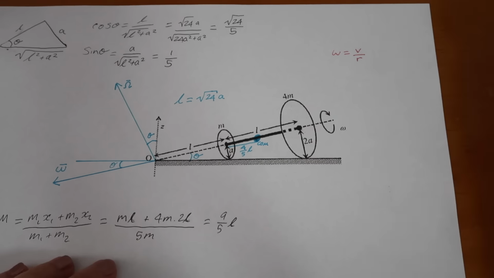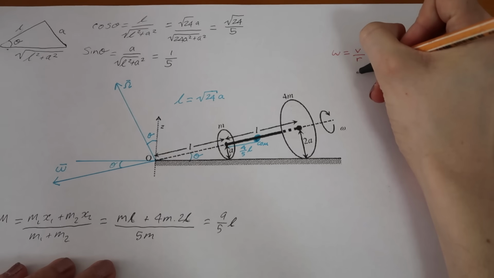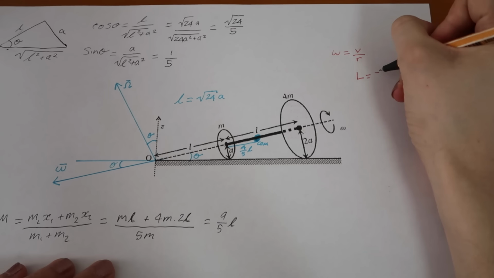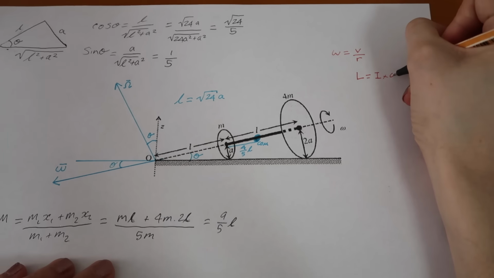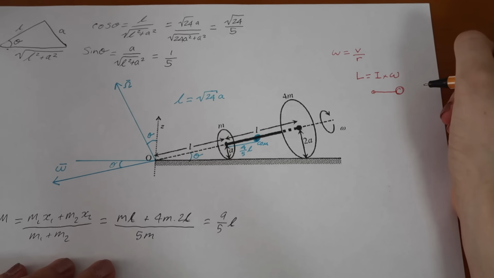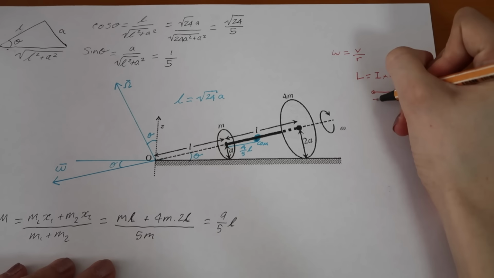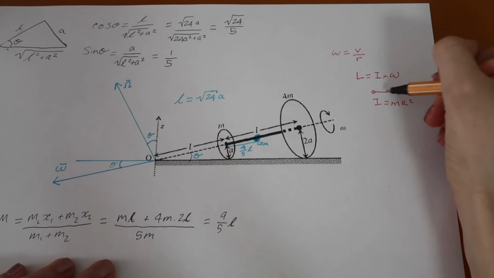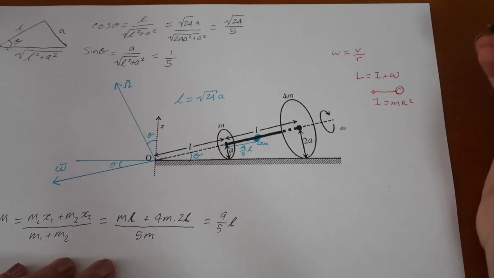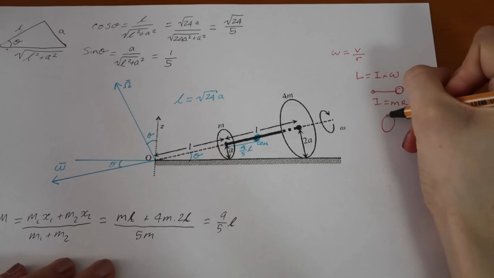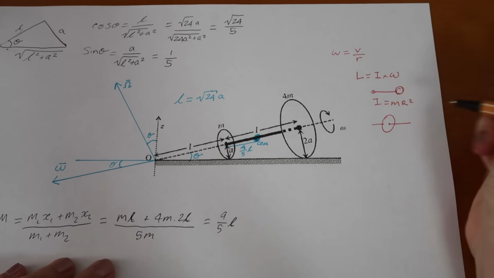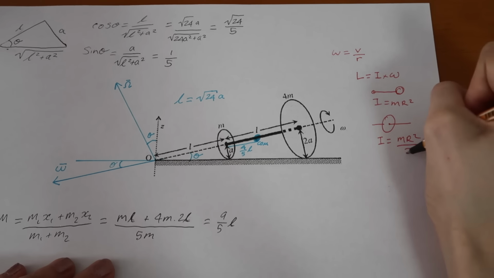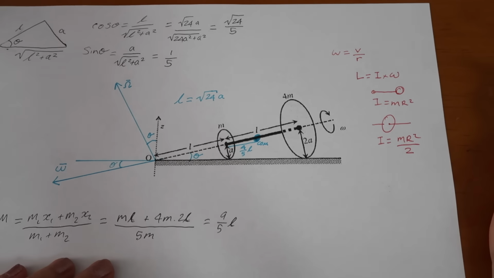Now we also want to know something about angular momentum, and if we have that denoted by L, it is going to be equal to the moment of inertia times the angular velocity. Just to refresh your memory, the moment of inertia of a point mass is mr squared, where this is the mass on a certain radius of rotation. And for a disk, the moment of inertia is mr squared over 2, where r is the radius of the spinning disk.